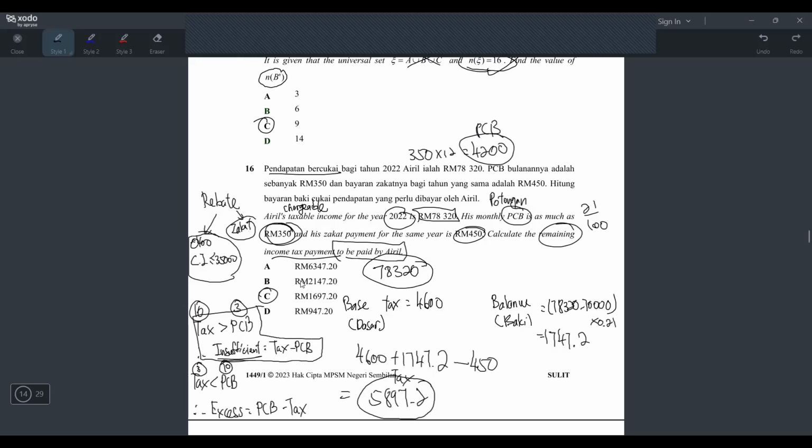Okay, you understand? But if one day your PCB is more than your tax, or your tax is less than PCB, then it's not insufficient, it's excess. In this case, you don't have to pay income tax already, because your discount is higher. It means the organization will pay you back instead, right? And what is the organization in charge of income tax? LHDN, right? Or in English, we call it IRB. Okay, that's what it means. All right.